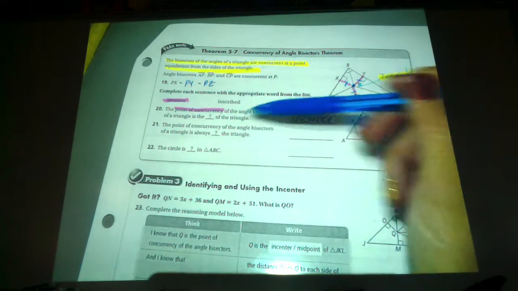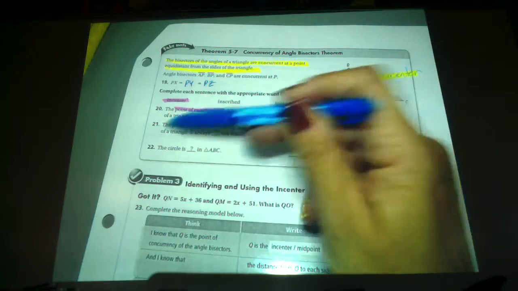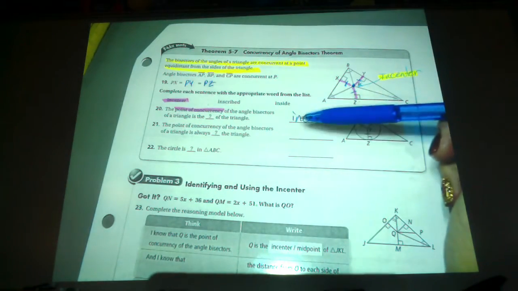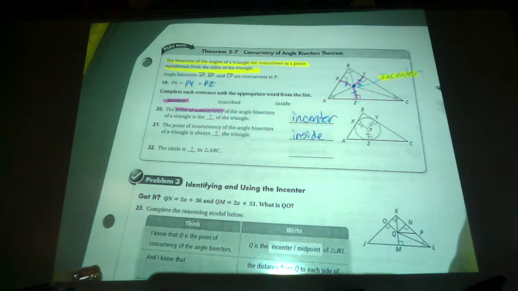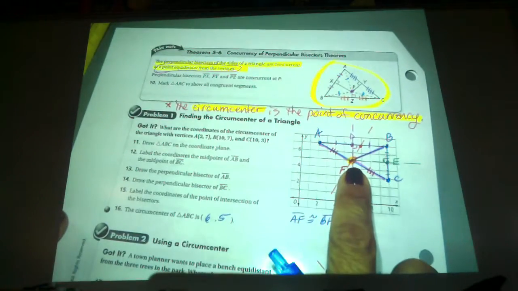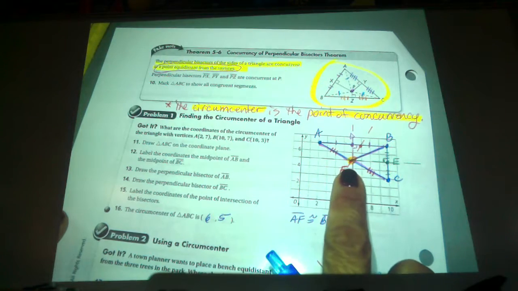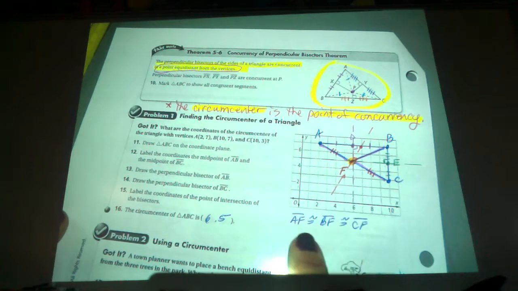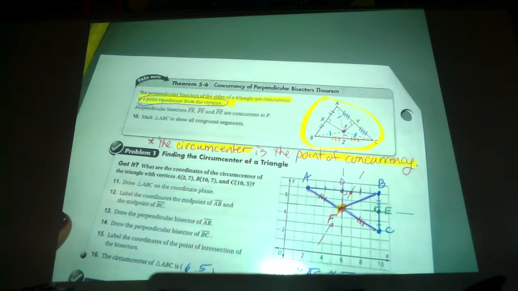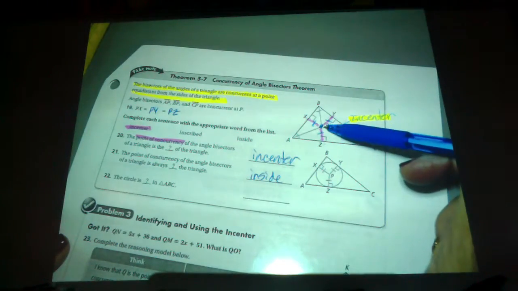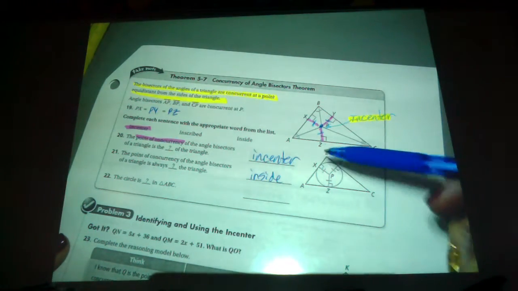The point of concurrency of the angle bisectors of a triangle is always inside the triangle. So unlike the circumcenter, where we just proved on this one over here, the point of concurrency created by perpendicular bisectors, is it always inside the triangle? True or false here? That's on the triangle, isn't it? So it could be inside the triangle, as we noted here, but it could also be on the triangle. Whereas the incenter will always be inside the triangle. It's not going to be on the triangle. It always has to be inside the triangle.